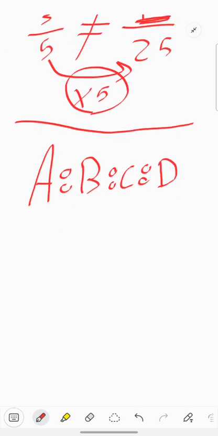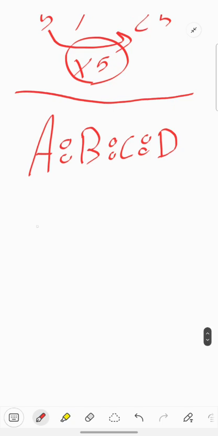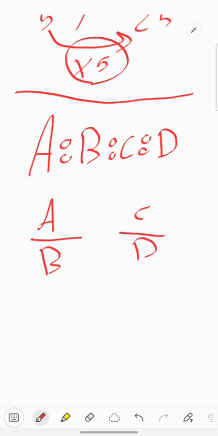So what about if we have the two ratios in this form? A to B to C to D. First, you can get it as a fraction. You can write it as a fraction, the same sequence, A over B and C over D, right?